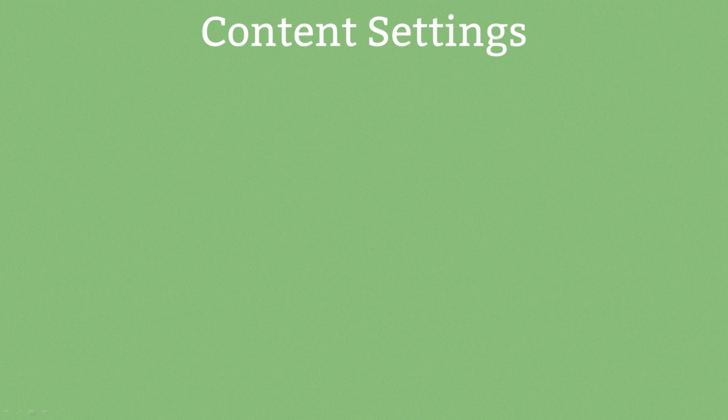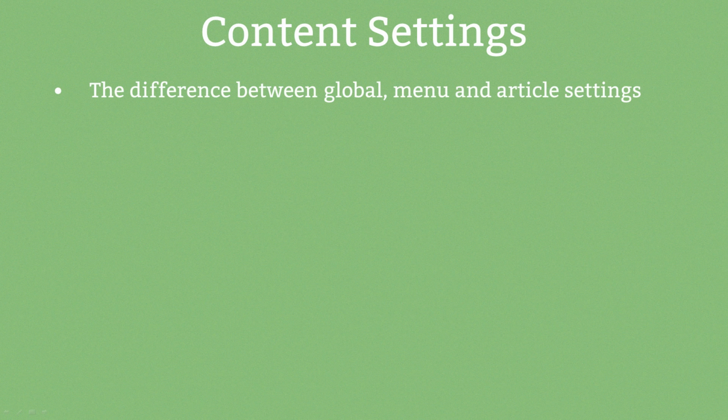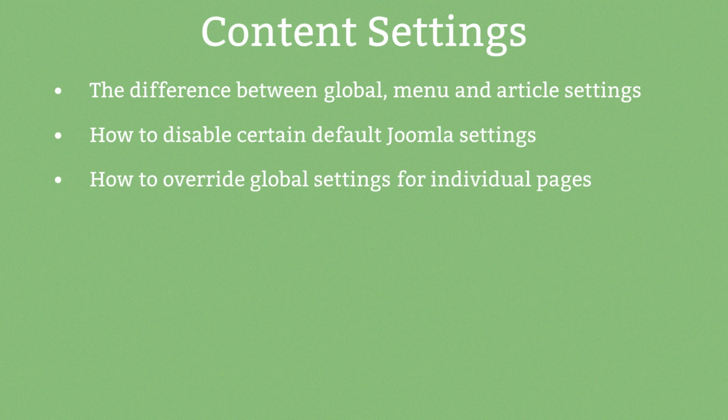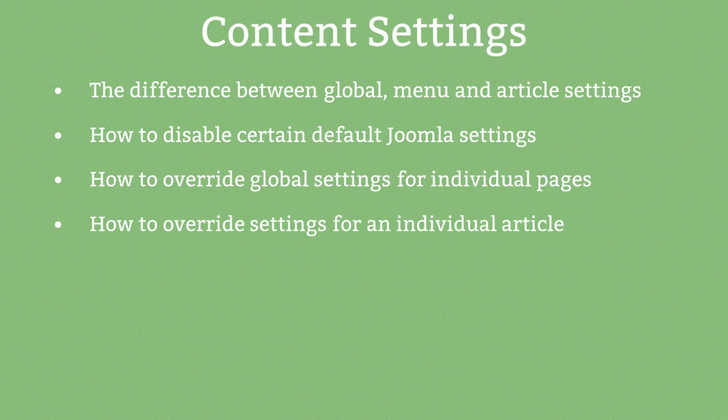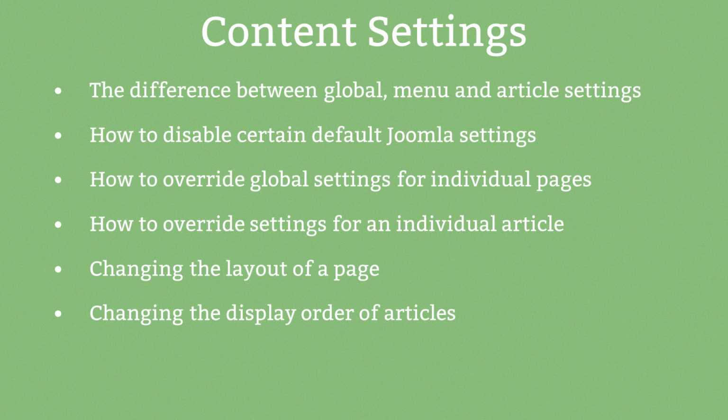Here's a recap of what was covered in this lesson. The difference between global settings, menu settings, and article settings. How to disable some default Joomla settings. How to override global settings for individual pages. How to override settings for an individual article. Changing the layout of a page, and changing the order in which articles appear on a page.